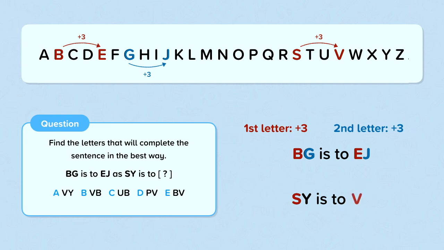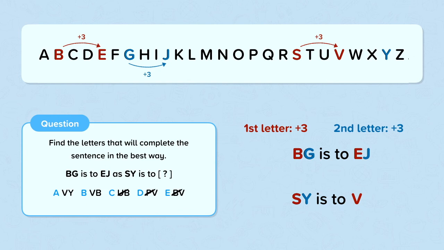So this is the first letter of our missing pair. So now we can eliminate some answers. It can't be UB, PV, or BV, because it must start with V. Now we need to find the second letter. So we start at Y.